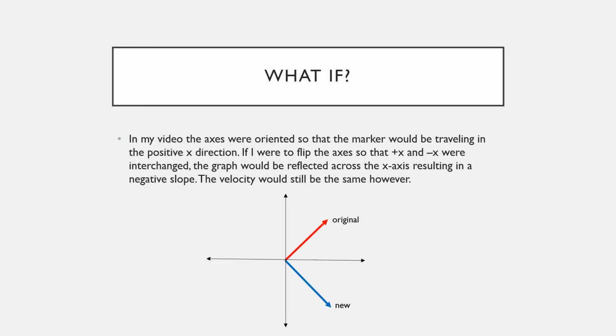How would this lab be different if I were to flip the axes so that the positive x and the negative x were interchanged? Well, the answer to that is that the graph would be reflected across the x-axis, resulting in a negative slope, which I tried to show in the picture here. The velocity, however, would still be the same.